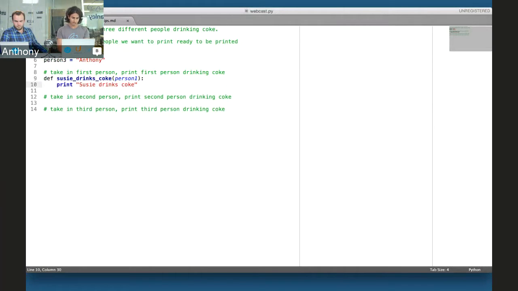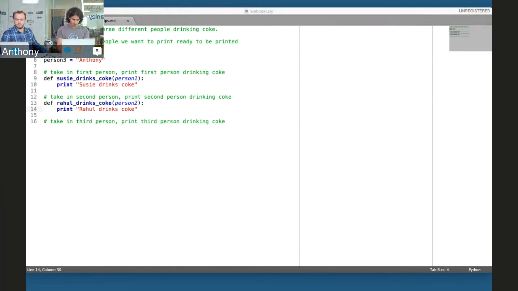But that being said, we're in a good place to fill out this skeleton that we've developed here in comments. So here we have a first function that defines Susie drinking Coke. Here's a second function with me drinking Coke. And here's a function with Anthony drinking Coke. And one thing that we didn't write was that we have to call each one of these functions individually.